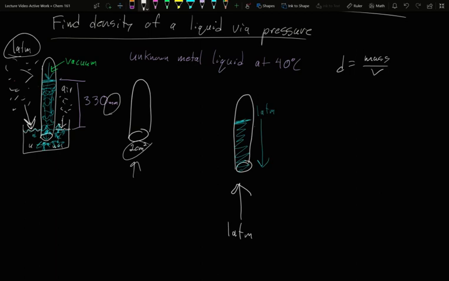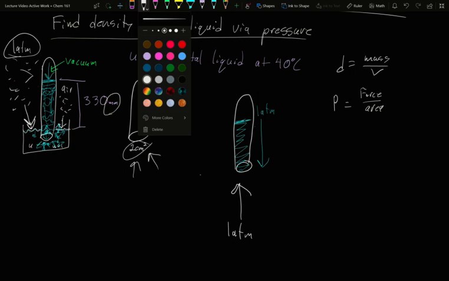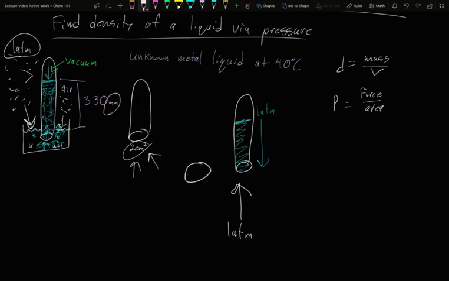Mass over volume is our density, but pressure was force over area, and a force is a mass times an acceleration, in this case gravity. So it's weight pressing down over the area it is pressing. Well, we have the area. We were told the diameter of my tube. What is my tube's construction? I have a 2 centimeter squared base by whatever amount of liquid is in there.